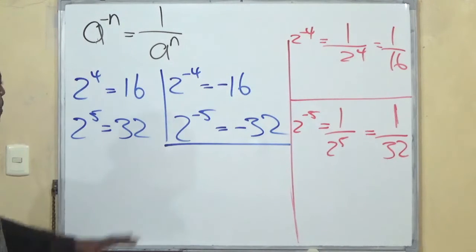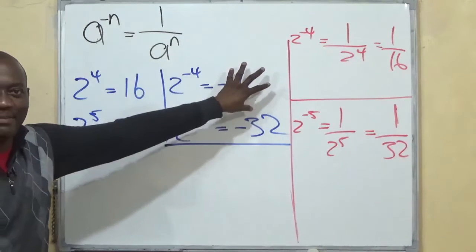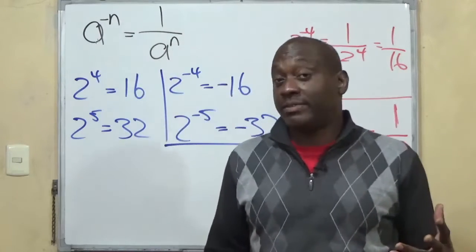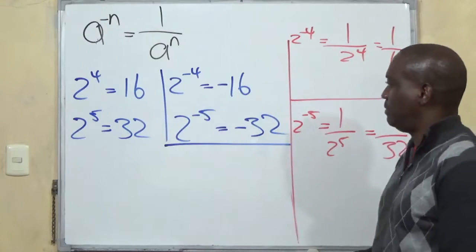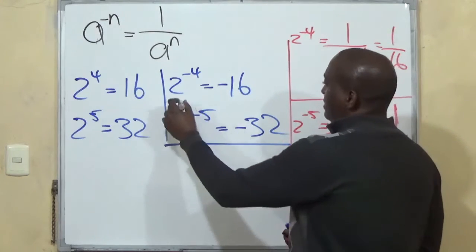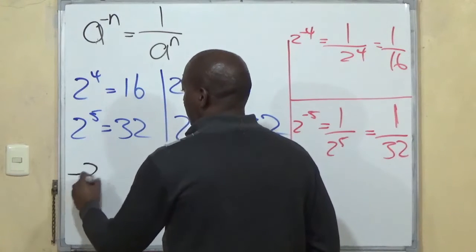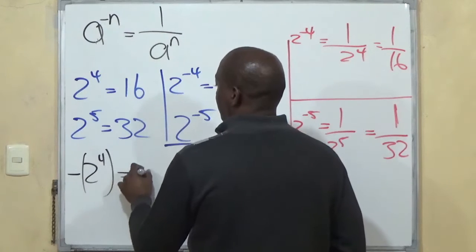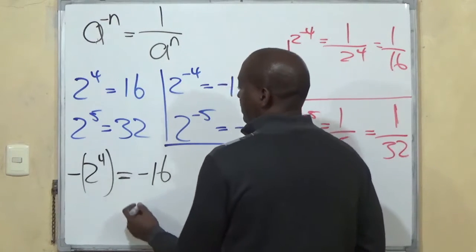So we start with this here. This is a mistake here that most people would make. What is the mathematical explanation for that mistake? What people actually do is mistake this here for this. Minus 2 to the power of 4 is equal to minus 16. That is a mistake people are making.